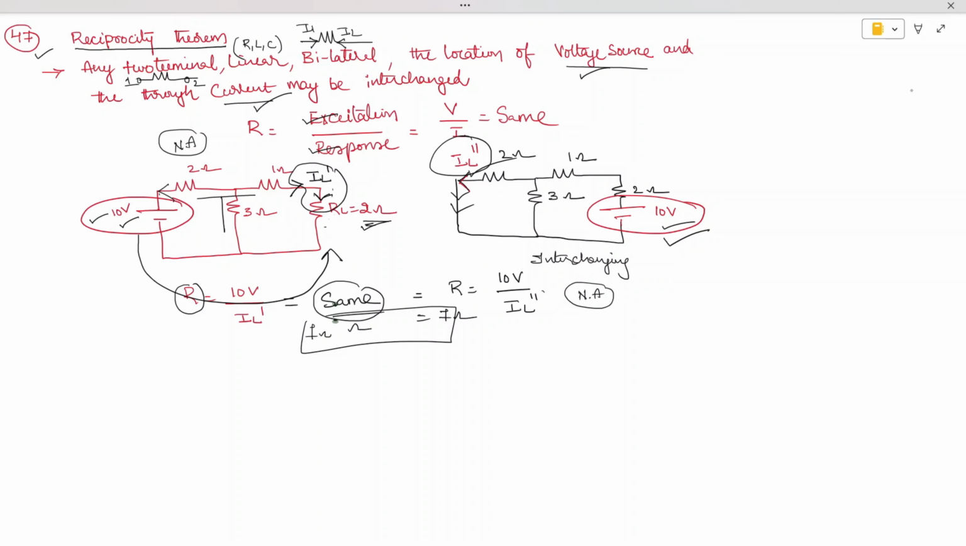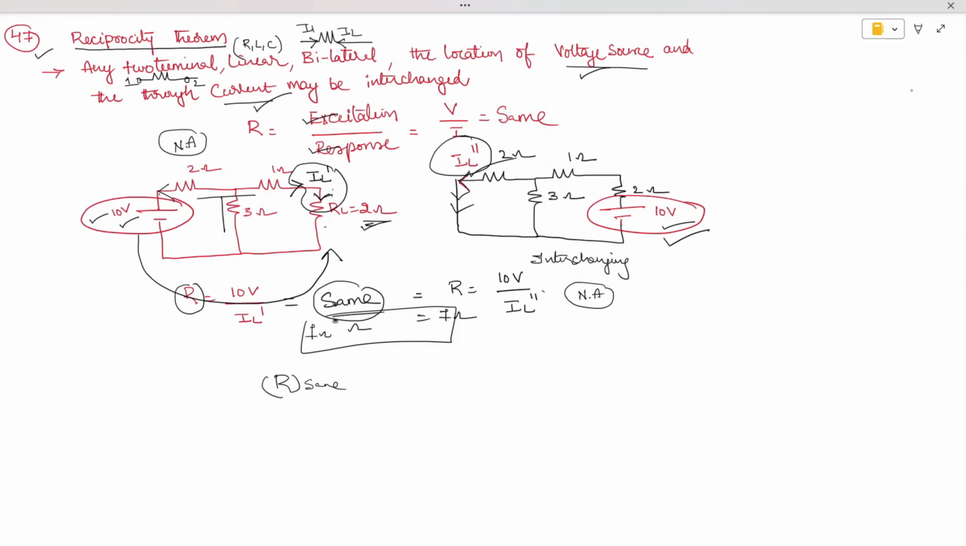Now what you can understand, very simply, is that the reciprocity theorem states that the excitation to the response, or the resistance offered by the network, is the same when voltage and current are interchanged.